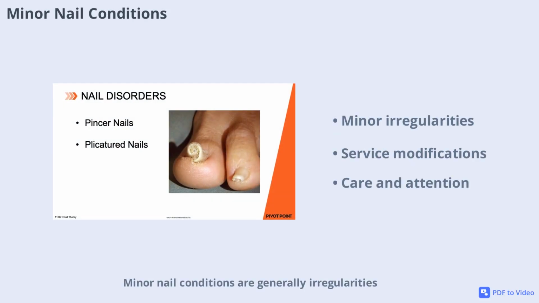Minor nail conditions are generally irregularities that require some modifications to the service. If any indicators are observed during hand and nail examination, services can be performed with adjustments. These conditions are not severe and can be managed with proper care and attention.